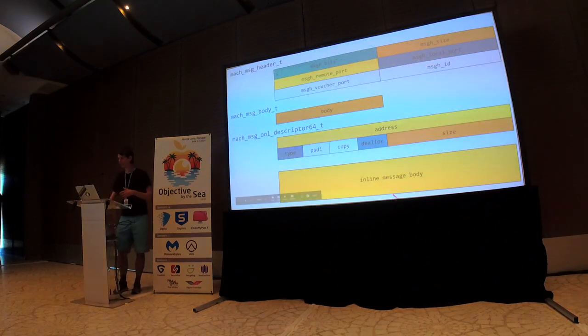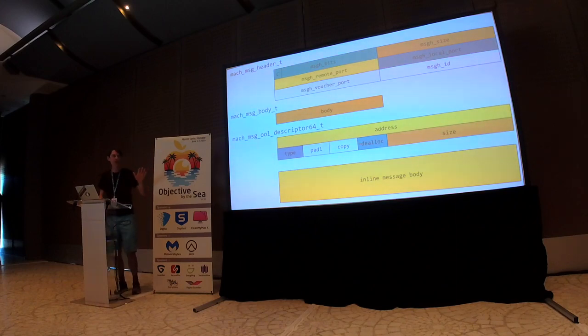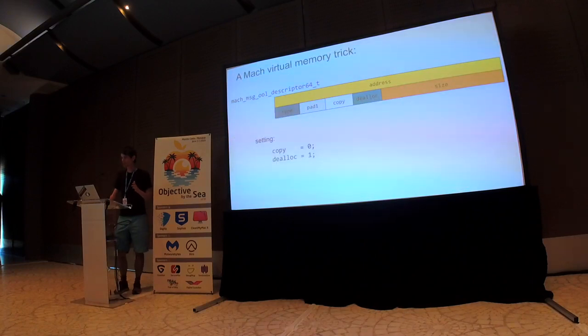Looking at this message here, rather than having an enormous inline message body, what you can instead do is tell the system, here's just my virtual memory address of the region of memory I want to send. Here's how big it is. Here's some flags. Go and make this happen for free. Specifically, if you set the copy flag to 0, i.e. saying I don't want you to make a copy of this memory for the recipient, and in fact I want you to deallocate it from my address space, and you make sure that the address and the size are page aligned, then the Mach VM subsystem is able to take that entire virtual memory region, pull it out of your process, and push it directly into the recipient, completely avoiding the need to actually copy the contents of all of the pages.